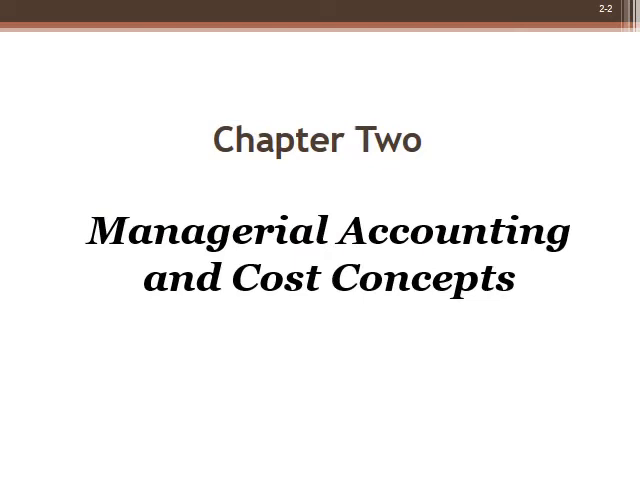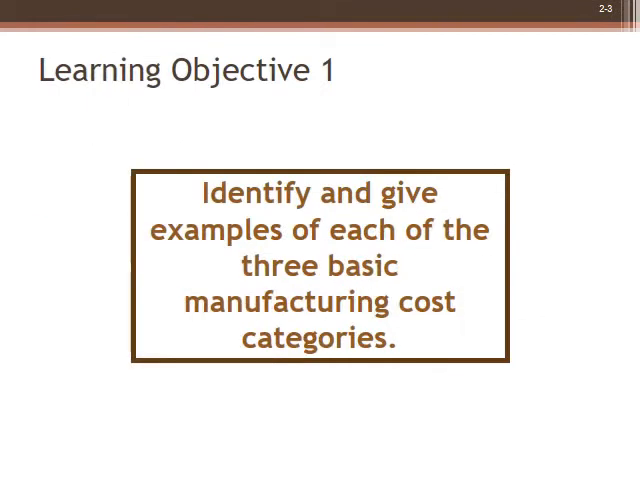Okay, let's start. Today we will be covering chapter 2, in which we talk about management accounting or managerial accounting and cost concepts. So our first learning objective is to identify and give examples of each of the three basic manufacturing cost categories. So let's talk about that.